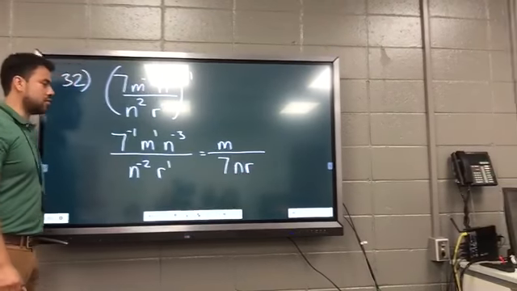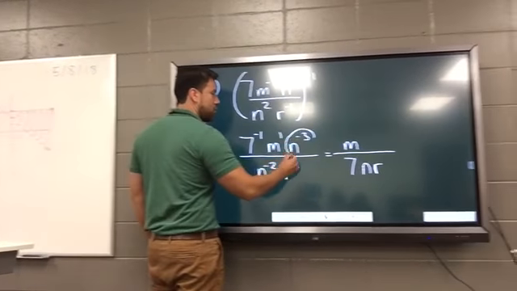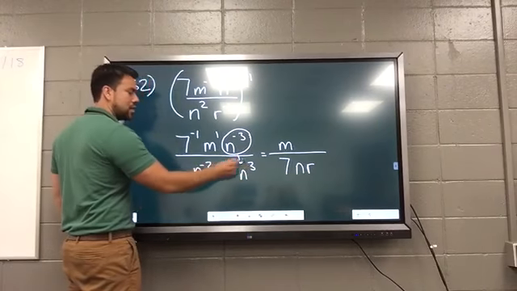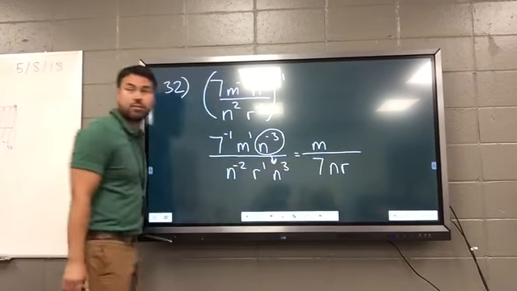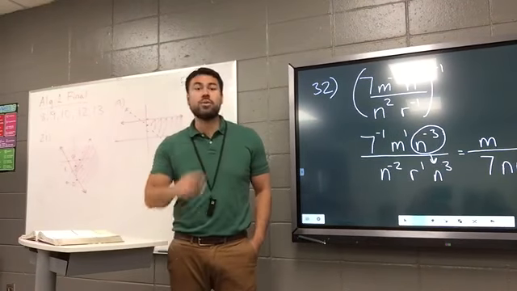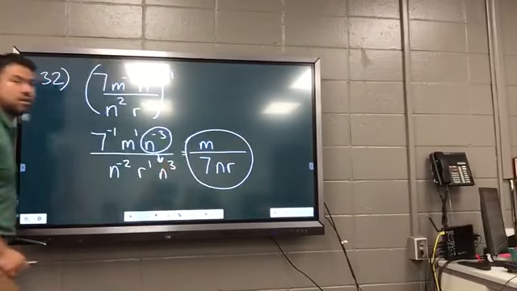Nope, he's already positive. Did anyone move n to the negative third down, and it became n to the positive third, and you just add those two together, and you get n to the first, which is what we got there? Anyone? 1, 2? Okay. Do we both get it right, or do we all get it right? Yeah. So here's your simplified expression.